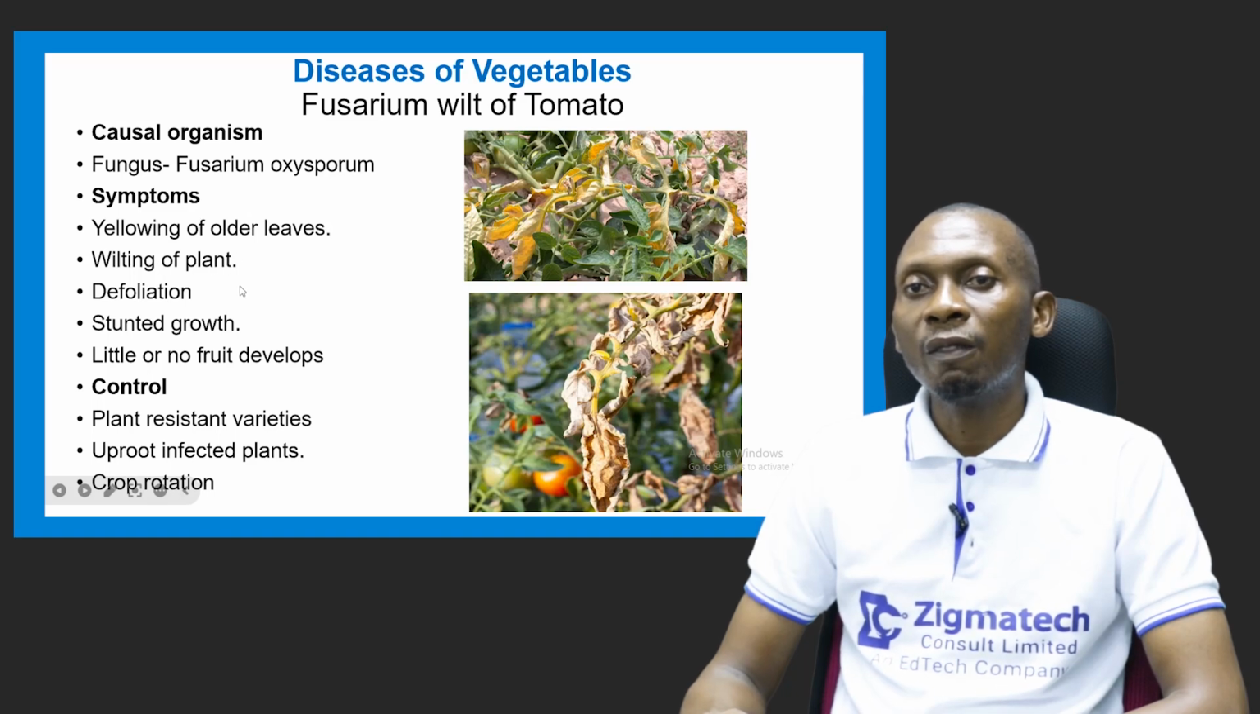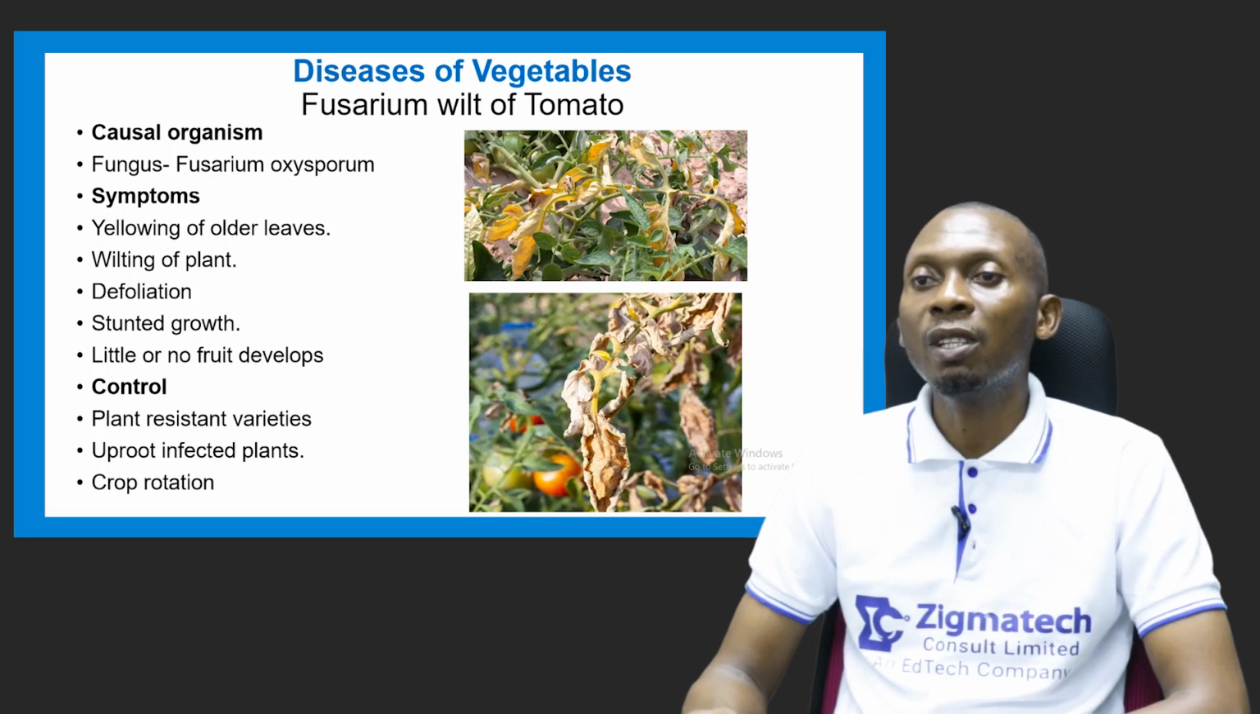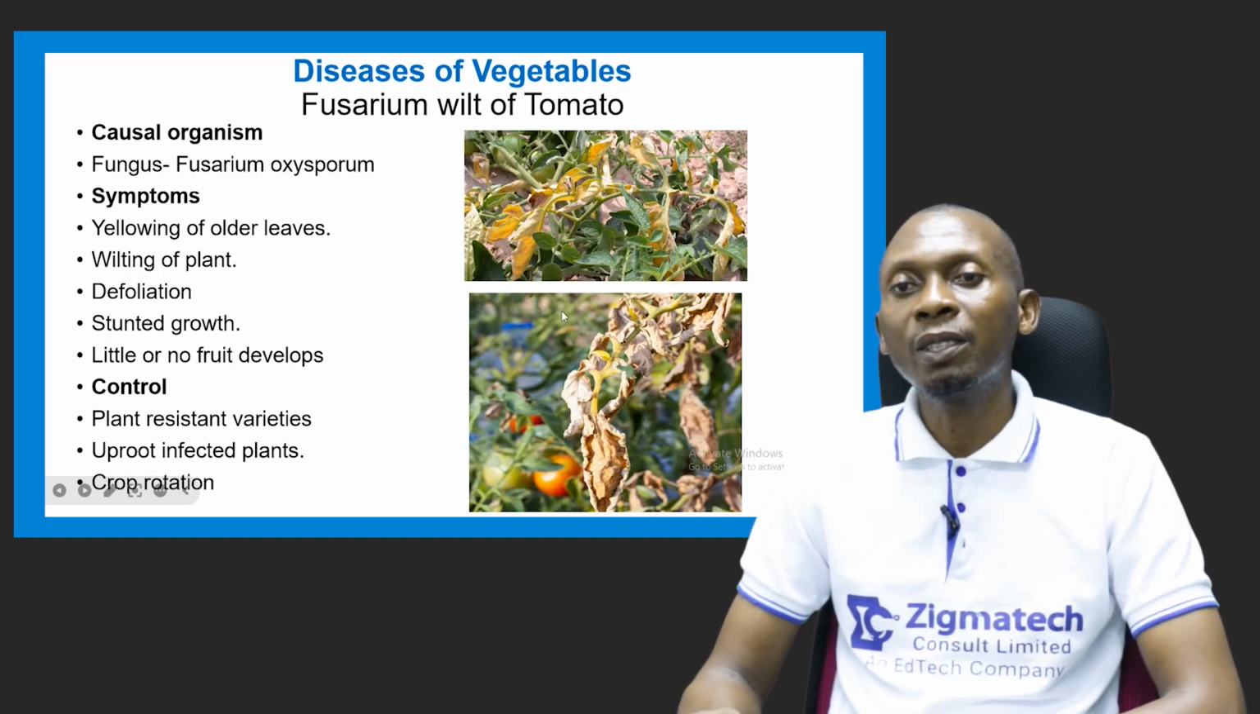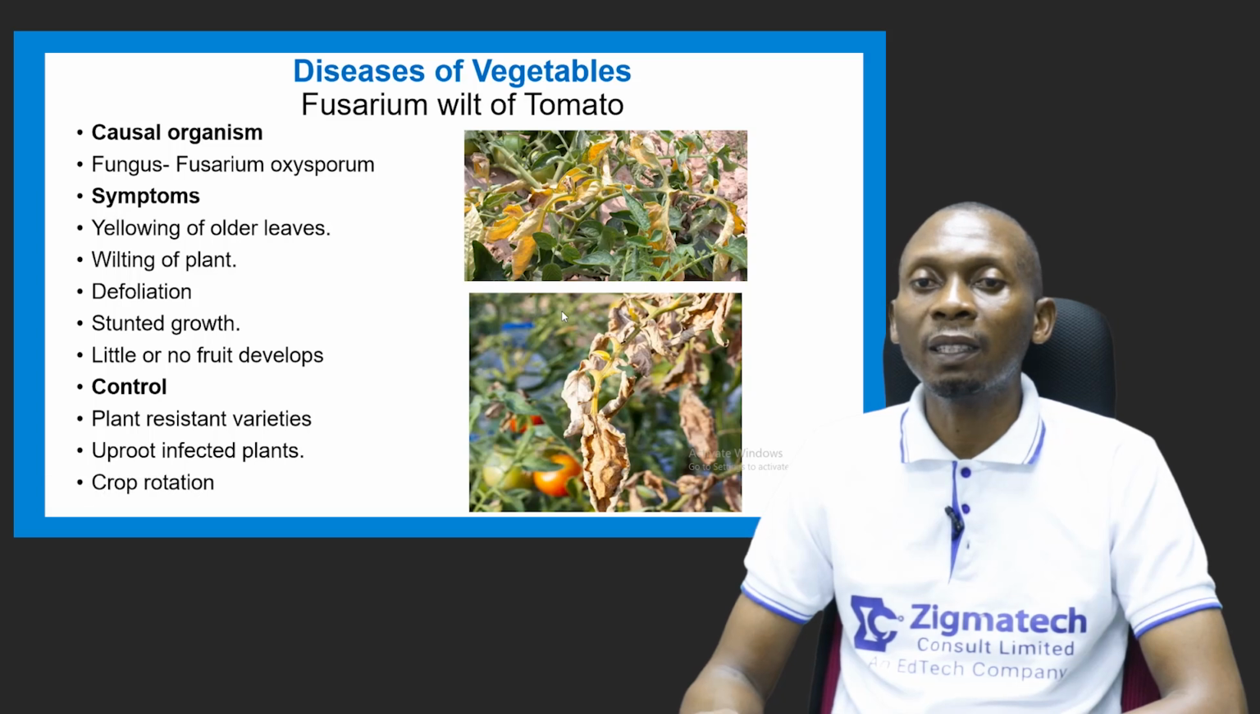And here there's yellowing of older leaves, as you can see in the picture, wilting of the plant, defoliation, loss of leaves, stunted growth, and little or no fruits develop. And it's controlled by planting resistant varieties, uprooting infected plants, and crop rotation.